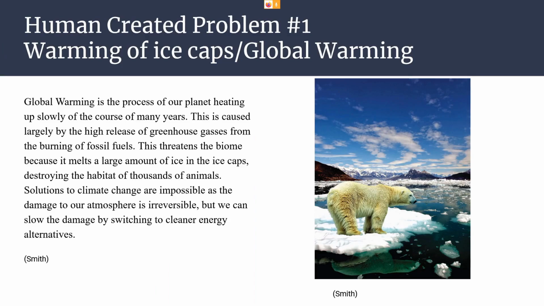For our human-created problem number 1, which is the warming of ice caps, global warming is the process of the planet heating up slowly over the course of many years. This is caused largely by the high release of greenhouse gases from the burning of fossil fuels. This threatens the biome because it melts a large amount of ice in the ice caps. Animals like polar bears may become stranded on these ice caps, so either the habitat leaves them or they leave the habitat.